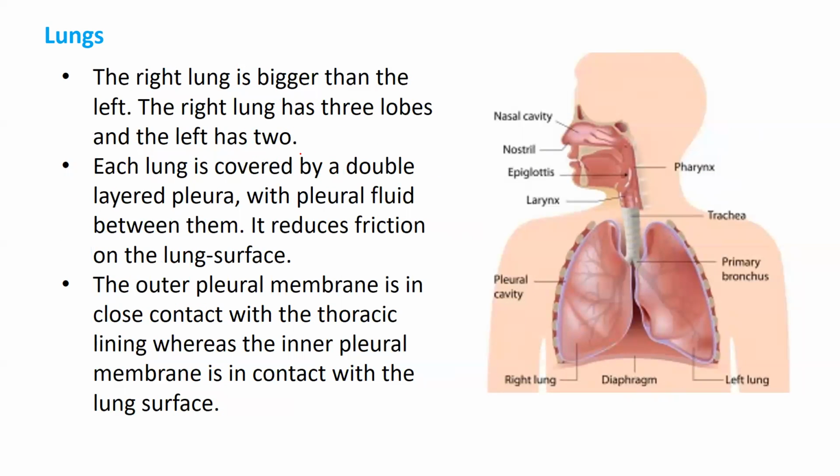Now you see, the right lung is bigger than the left. Important, NEET question often asked. So the right lung has 3 lobes and the left has 2. We know very well each lung is covered by a double layered pleura, with pleural fluid within them, and the basic objective is to provide protection. So it reduces friction on the lung surface. Now the outer pleural membrane is in close contact with the thoracic lining, whereas the inner pleural membrane is in contact with the lung surface. Okay.